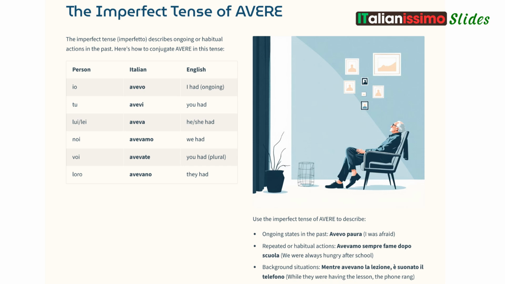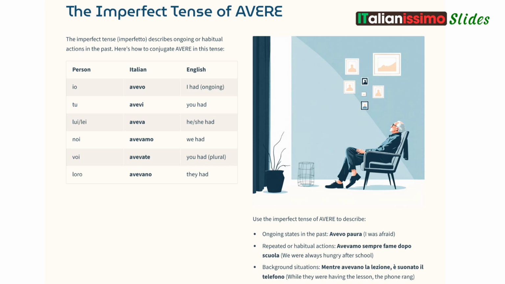Use the imperfect of avere to describe ongoing states in the past. Avevo paura, I was afraid. Repeated actions. Avevamo sempre fame dopo scuola. We were always hungry after school. Background situations. Mentre avevano la lezione è suonato il telefono. While they were having the lesson, the phone rang.